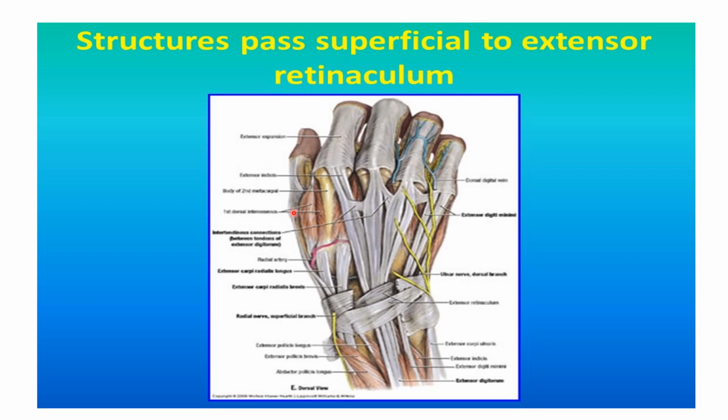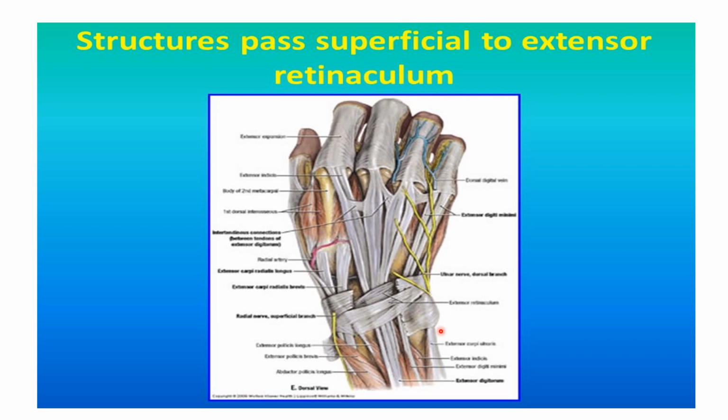And the structures that pass superficial to the extensor retinaculum from medial to lateral side. So this is the thumb and this is the lateral side, and this is the medial side, the ulnar side. Okay, this is the extensor retinaculum. So, structures passing superficial to the extensor retinaculum from medial to lateral side.